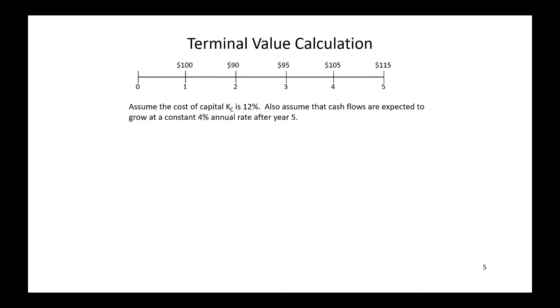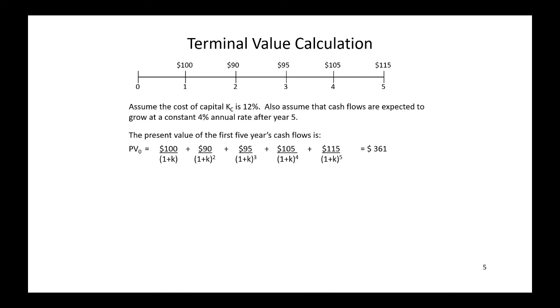Here's a cash flow projection for the next 5 years of an ongoing business. Let's assume that the cost of capital K is 12% and that beyond year 5, the cash flows are projected to grow at a 4% annual rate. Now, using our standard discounted cash flow model, the present value of the first 5 years cash flow is $361.